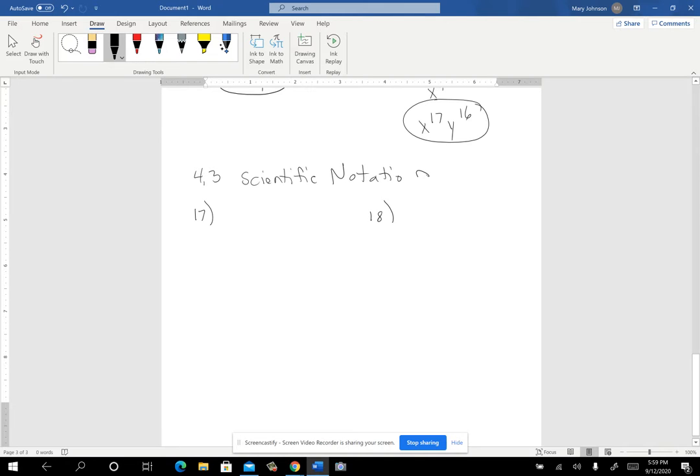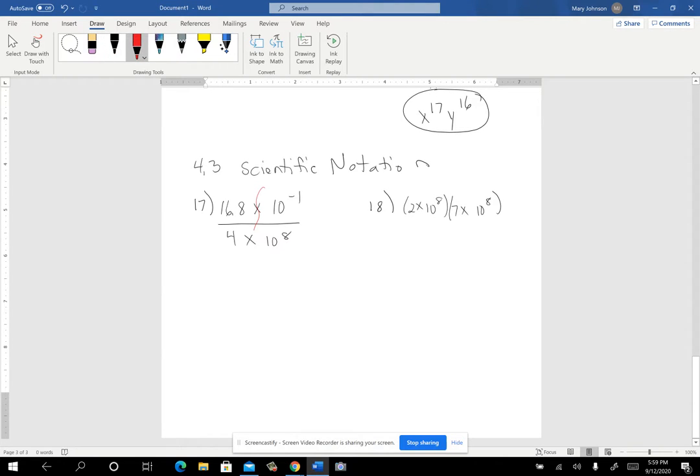All right, so with 17, we have 16.8 times 10 to the negative 1, and that's over 4 times 10 to the 8th. And then on 18, I have 2 times 10 to the 8th, and then 7 times 10 to the 8th. Okay. All right, so the intent of these is that you would take the 16.8 divided by 4 on your calculator. If you did, it would turn out to be 4.2.